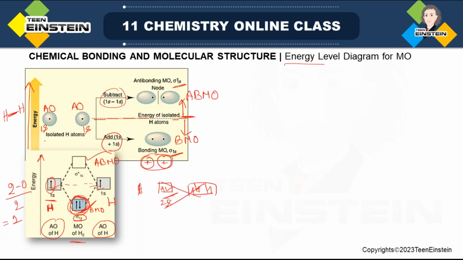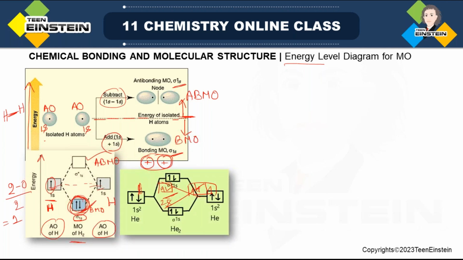Fine. Now for H2, that you have seen. Now what about moving to the next element, which is helium. Now helium, what is the difference with hydrogen? In case of hydrogen, it is 1s1, but when it is helium, it is 1s2. That is the configuration. So see, this is the atomic orbital of one helium, this is the atomic orbital of the other helium, both with 1s2. In the middle we have the MO.